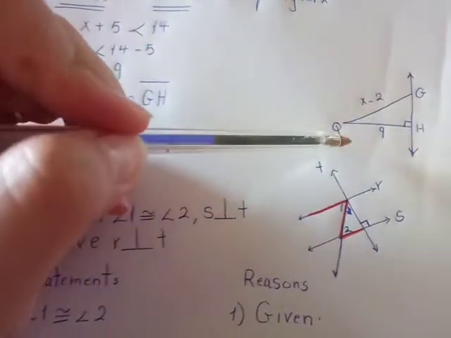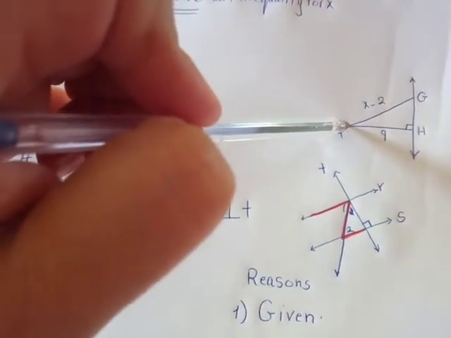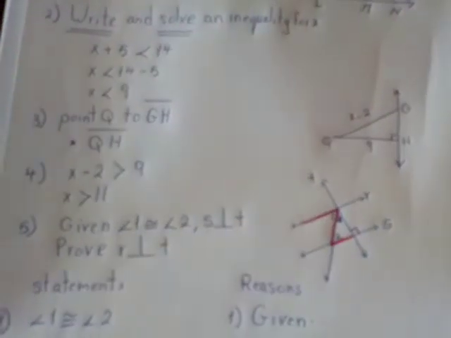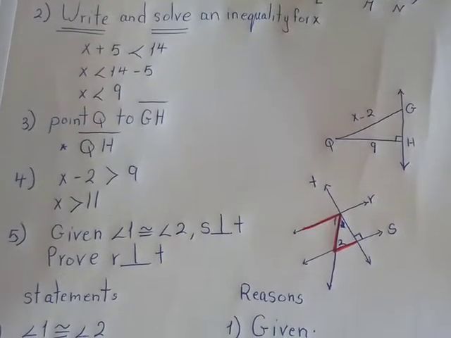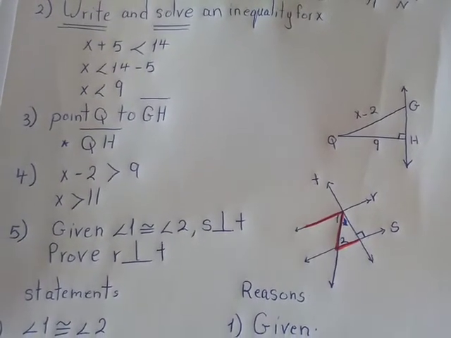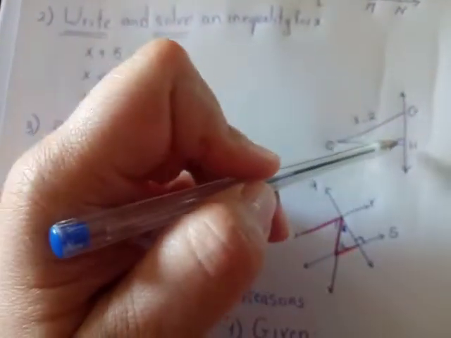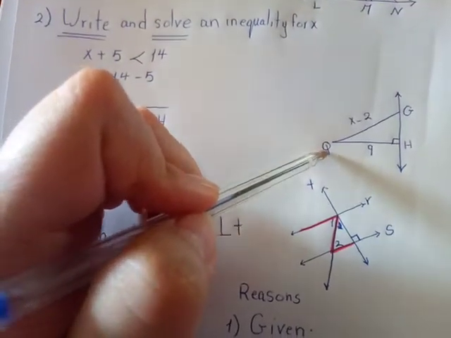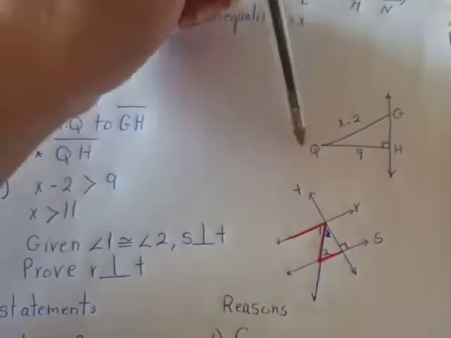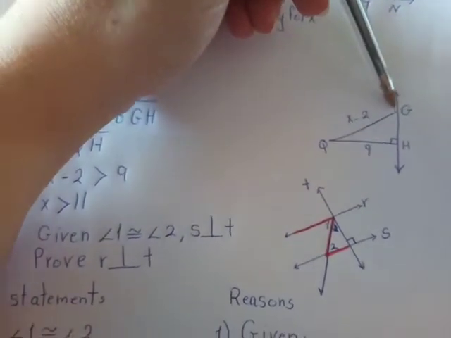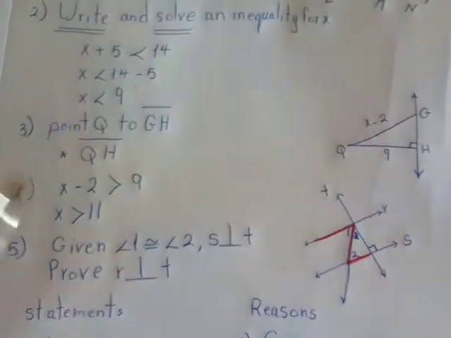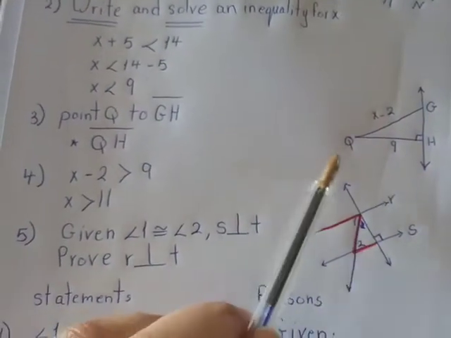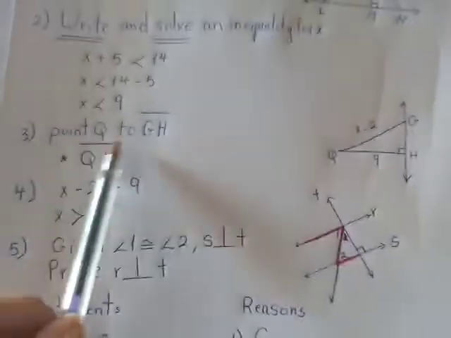He gave you this graph and Q is a point outside the line GH. So we said the shortest segment must be perpendicular from this point to the line. This is perpendicular, so the shortest is the line segment QH. This is the shortest segment. So x minus 2 must be greater than 9. So the shortest segment from Q to the line GH is the line segment QH.